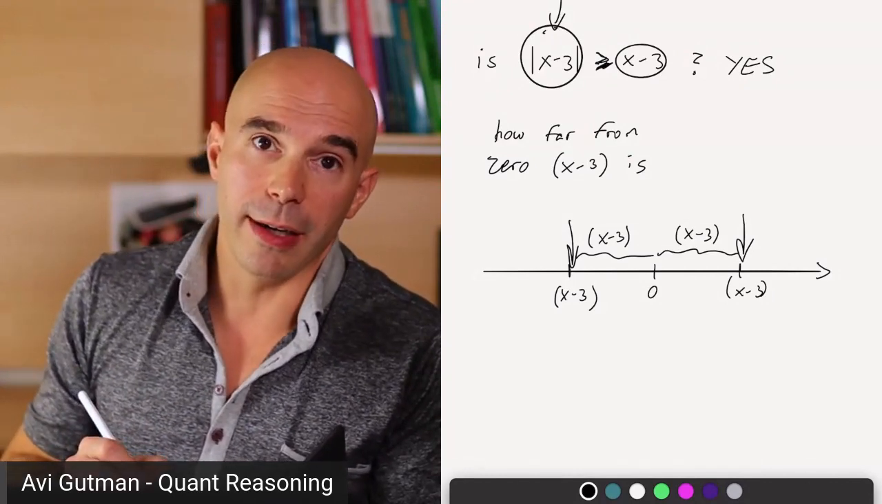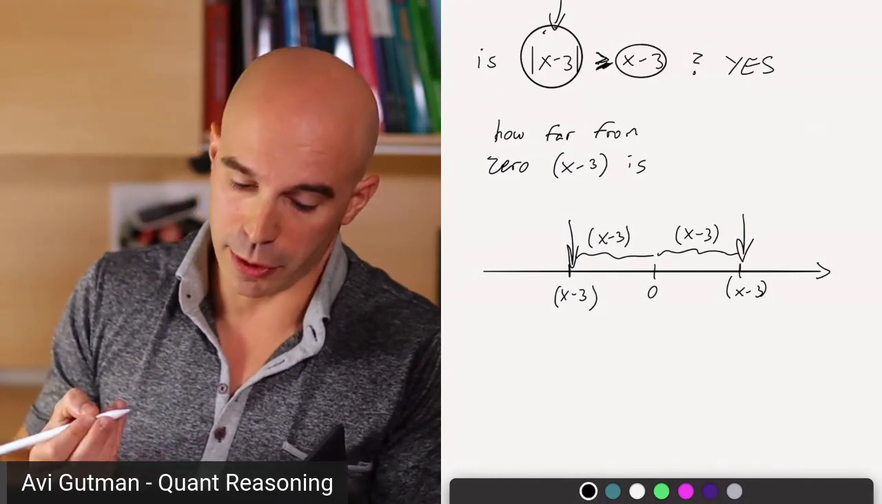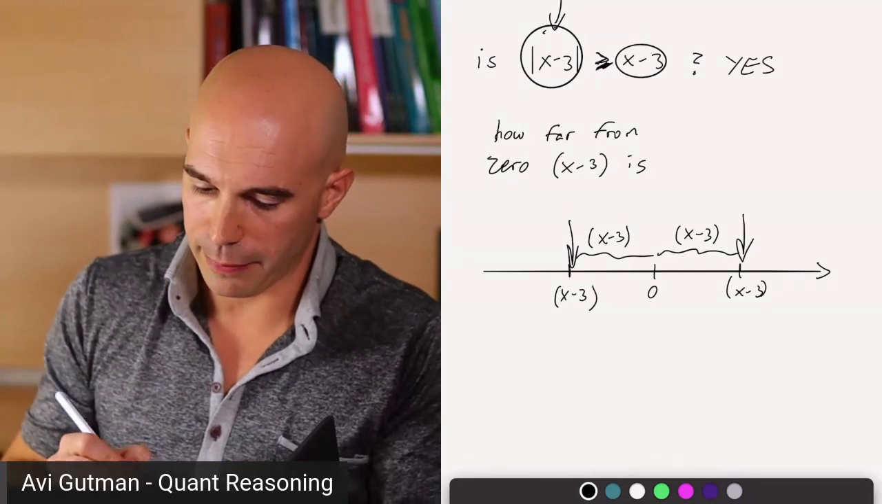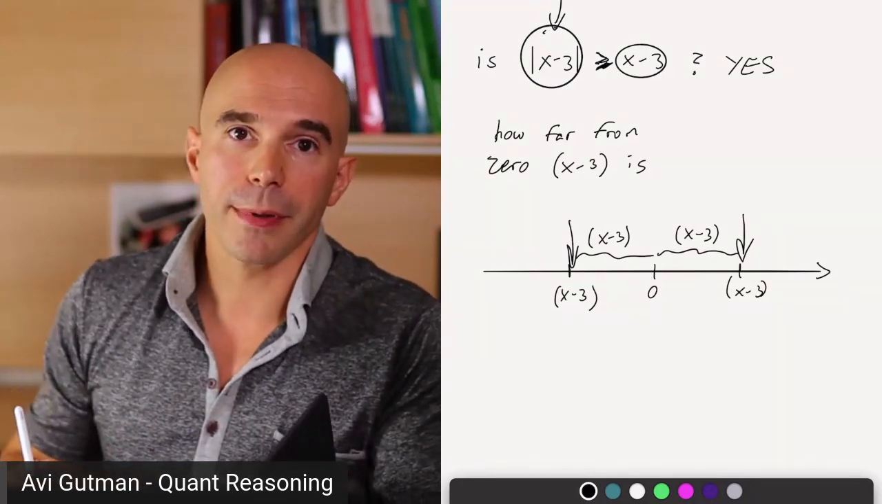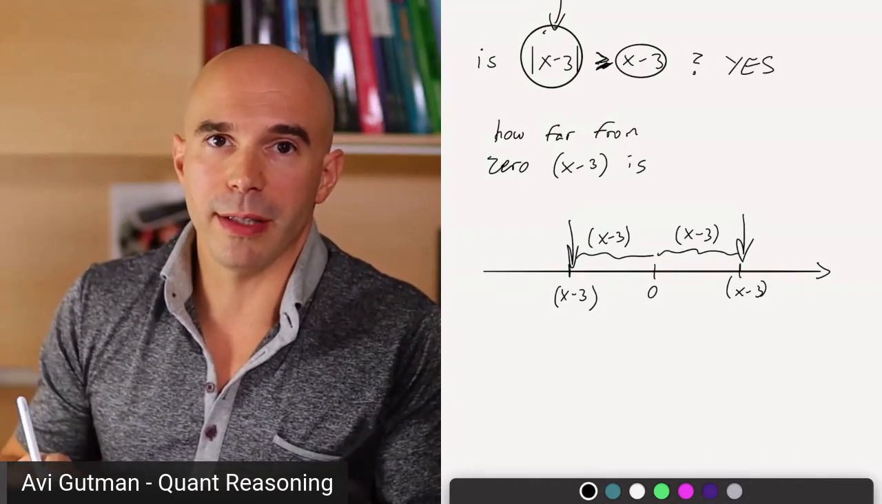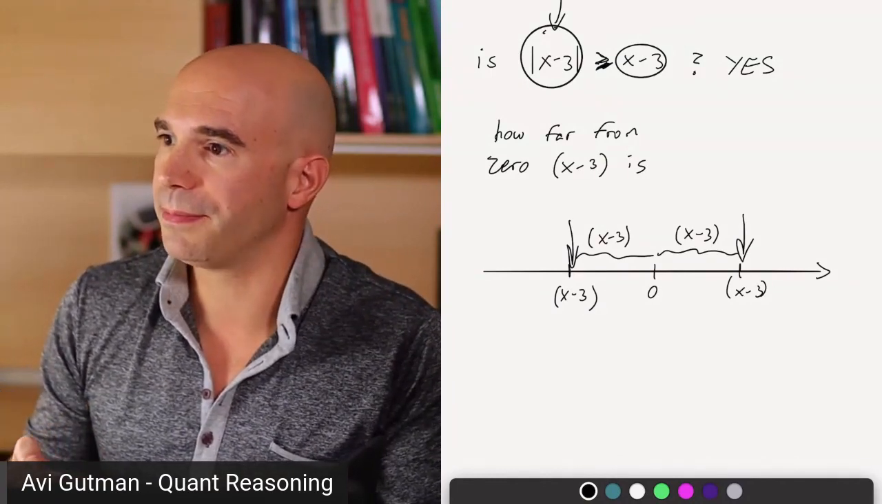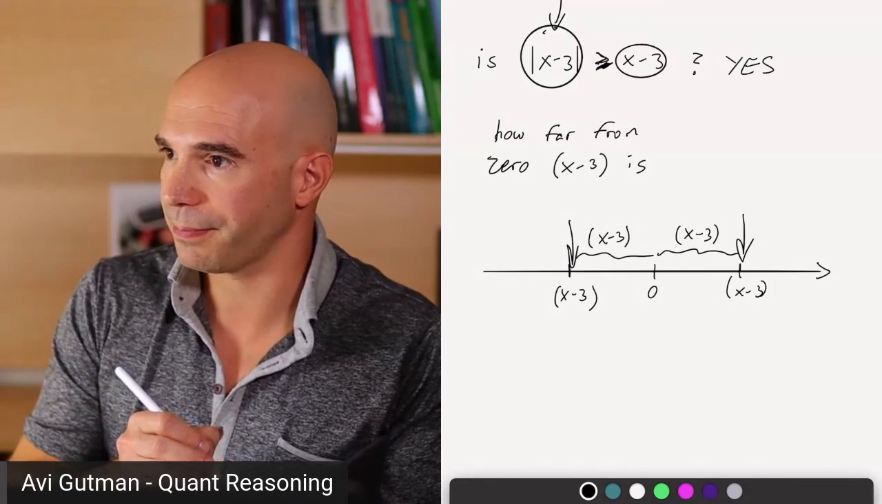And if it's not negative, if x minus 3 is positive or 0, well, in that case, the absolute value of x minus 3 is the same thing as x minus 3. So there as well, it will be at least as big as x minus 3. So the answer is yes either way.